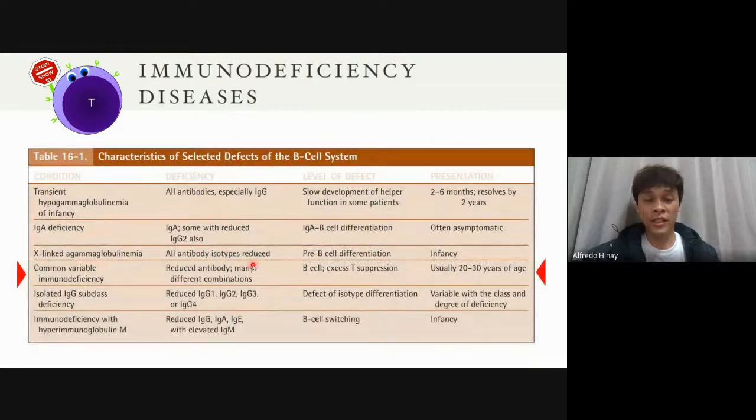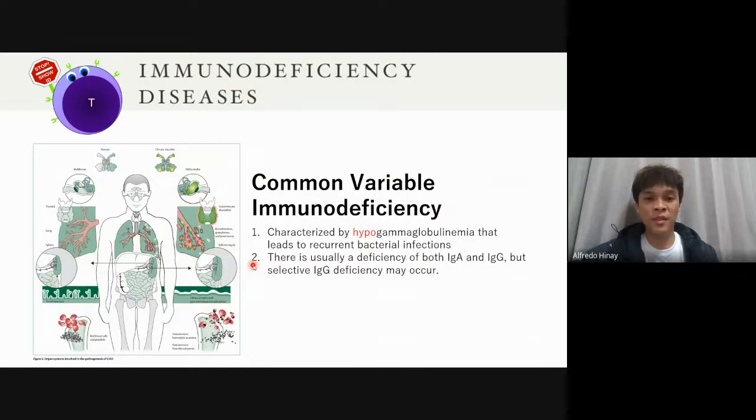So we're done with the two conditions: you have your X-linked agammaglobulinemia and you have your IgA deficiency. The next is common variable immunodeficiency. These are very short conditions. Common variable immunodeficiency is characterized by hypogammaglobulinemia that leads to recurrent bacterial infection. Of course, all of these conditions under your B cell system of immunodeficiency could lead to recurrent bacterial infection. Why? Di ba? Correct, class. Because the end product of your B cell is the plasma cell too. Your antibodies are humoral, so that is the main reason why we have your recurrent infection.